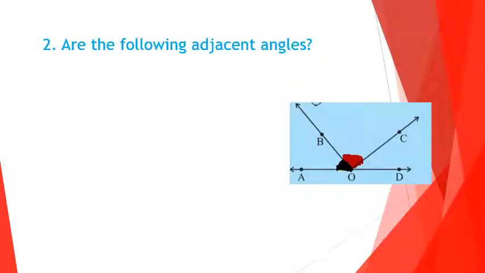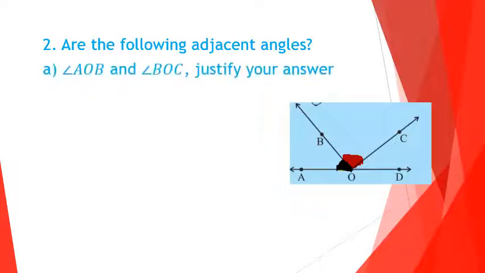Next question, question number 2. Are the following adjacent angles? The figure is given. They are asking whether angle AOB and angle BOC are adjacent or not. Justify your answer means you have to give the reason why they are adjacent or why not.